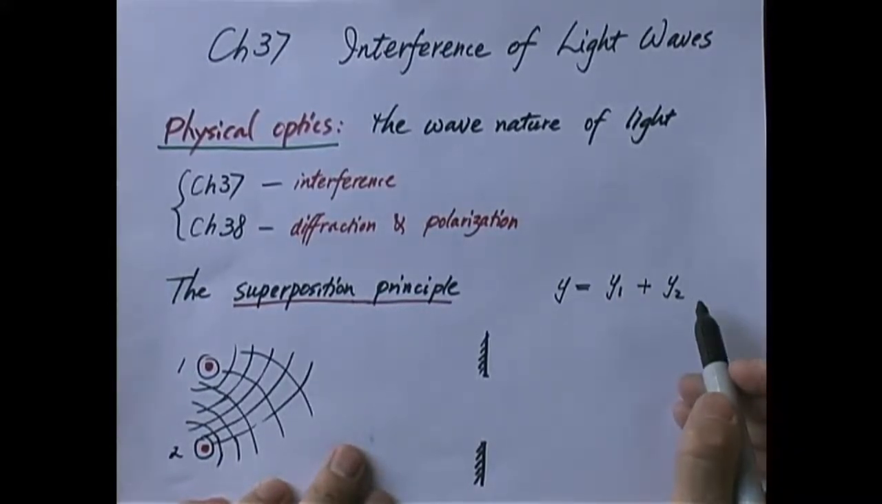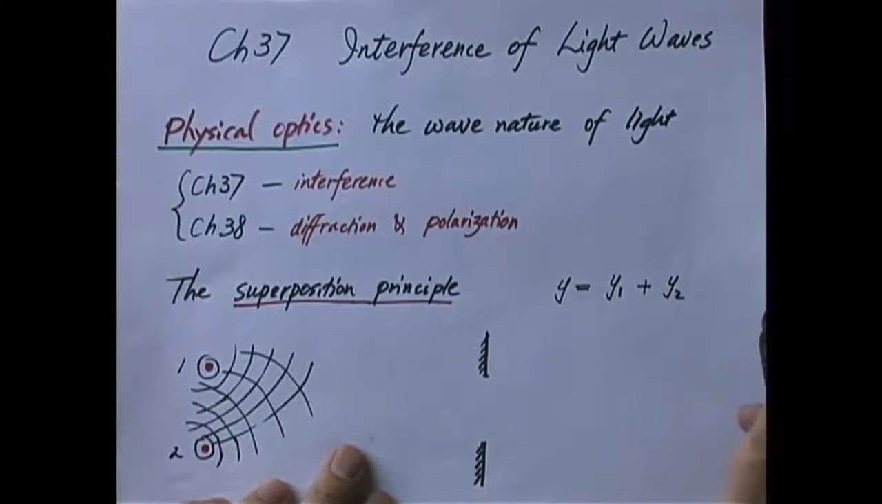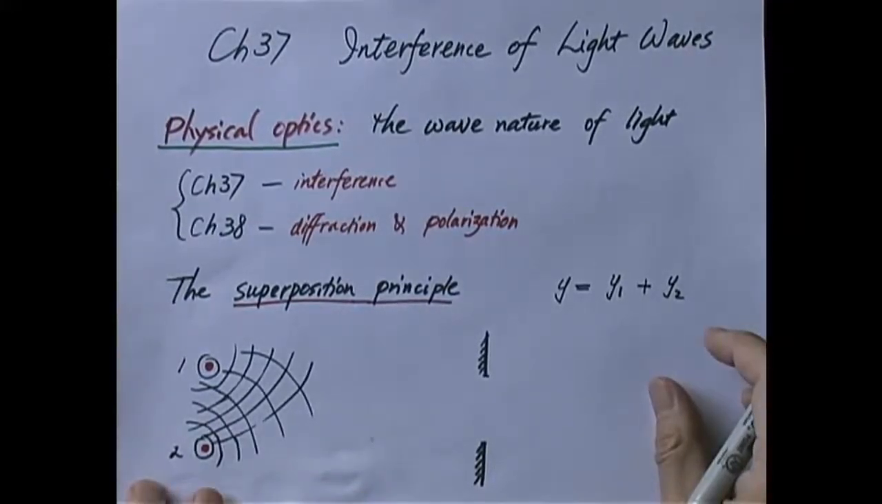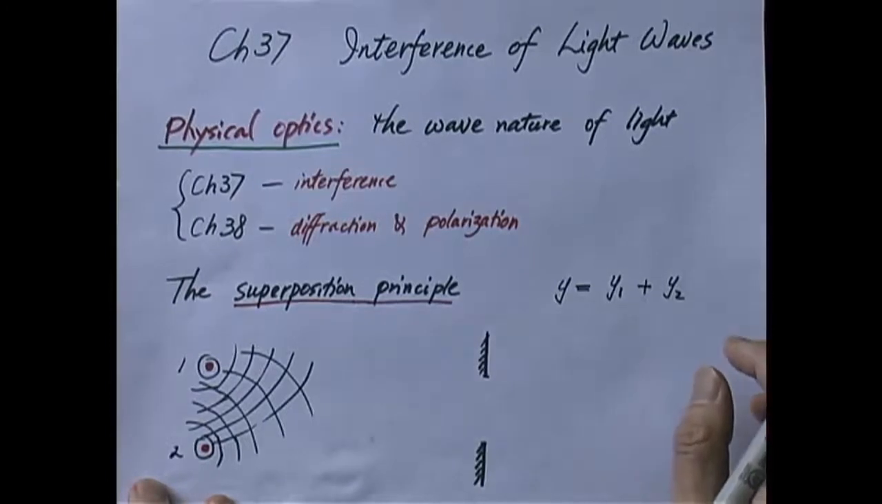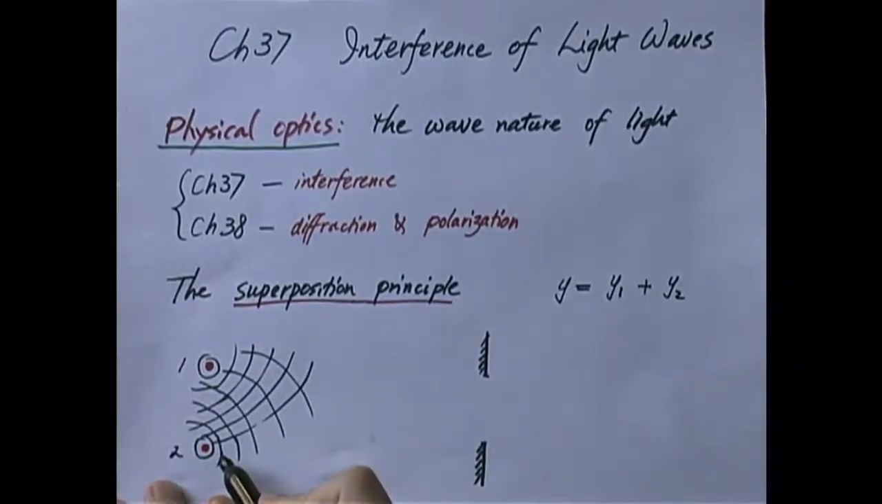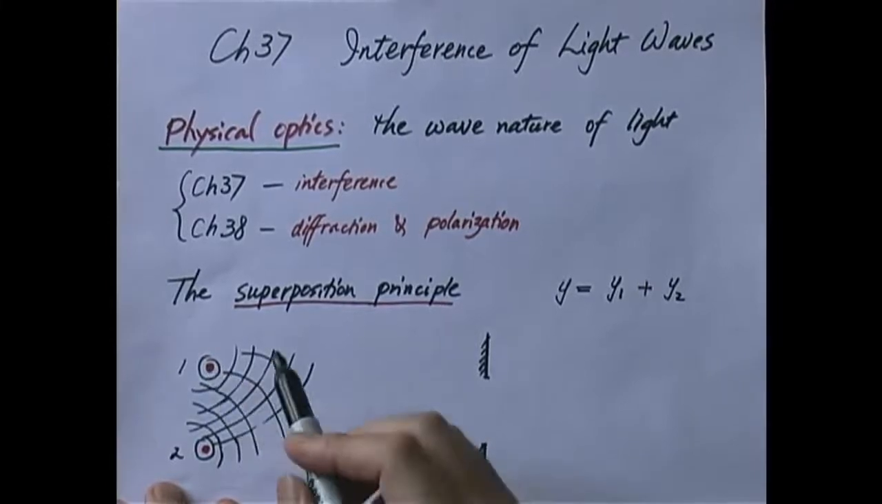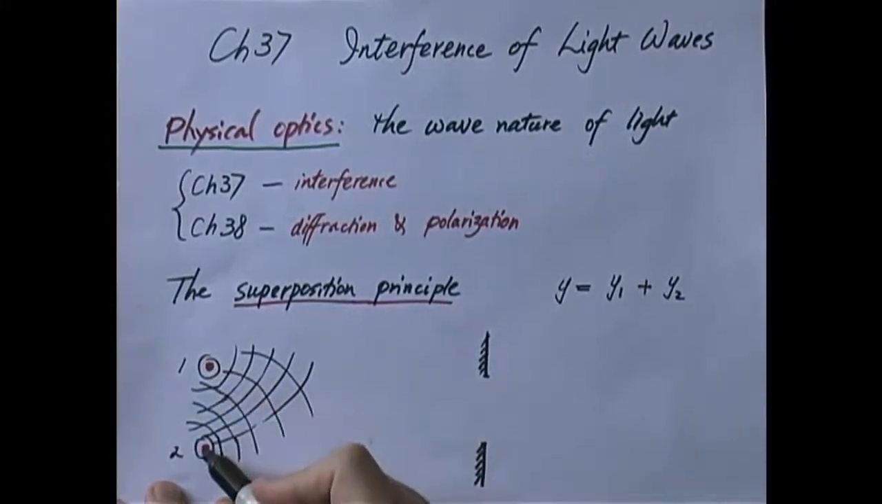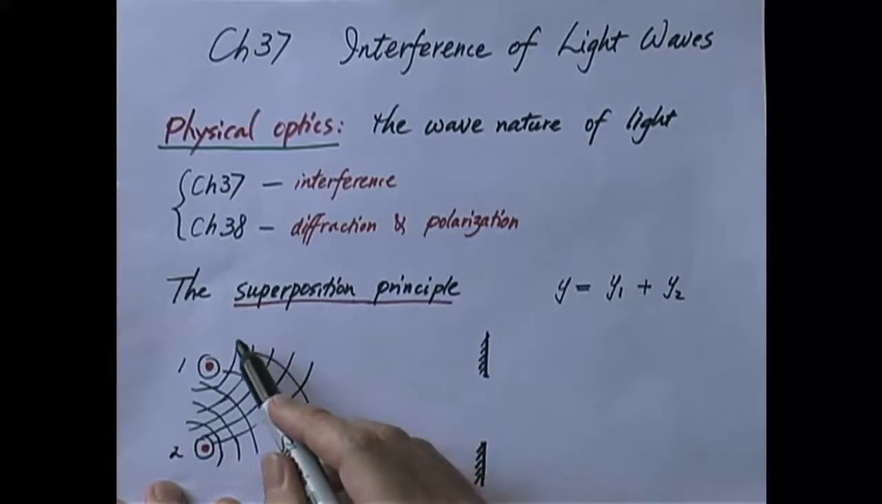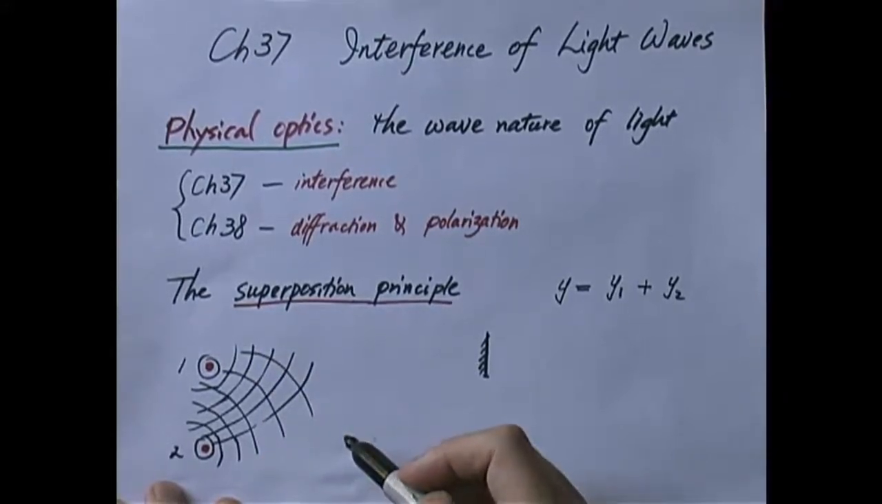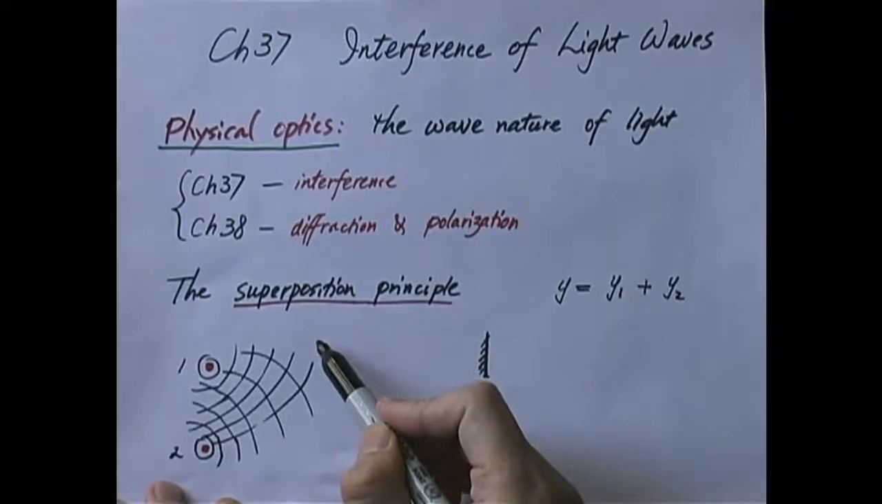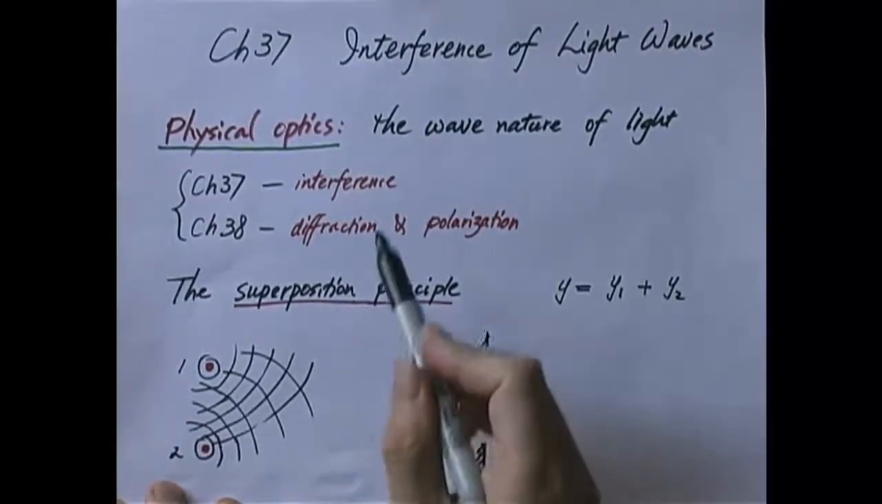Of course, what if you have a third source? You just add Y3. Y3 is the disturbance caused by source number 3 alone, without the presence of other sources. That is the principle of superposition. Now in the case of interference, once again, the sources are numerable. Say in this case, only two point sources. Source 1 produces waves like that, source 2 produces waves like that, and under the right circumstances, you will get a pattern of alternating brightness and darkness. That is called an interference pattern.